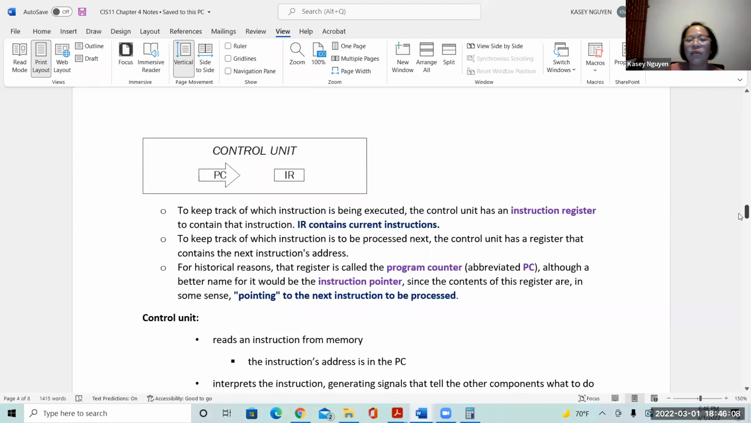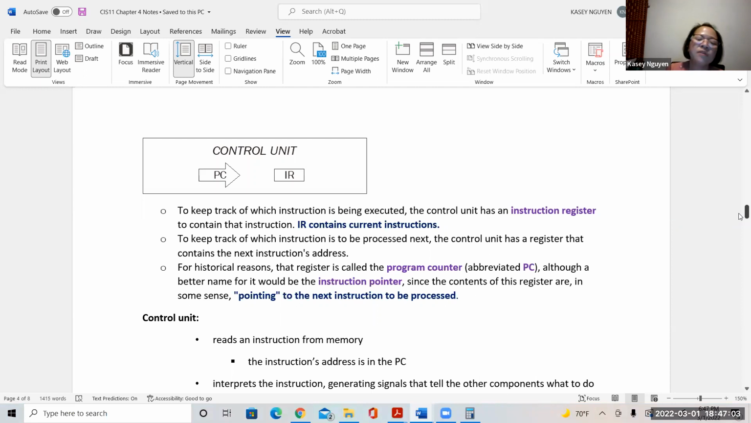So what does the IR do? In order to keep track of instructions that are being executed based on what you have written in the program, the CU uses the IR to contain the instruction. So the IR really contains the current instruction. Now it's also keeping track of the instruction that's next. So it has a register to store what's in queue, or what's going to be executing next, and this register is referred to as the PC, or program counter.